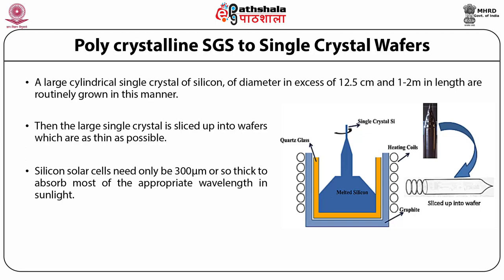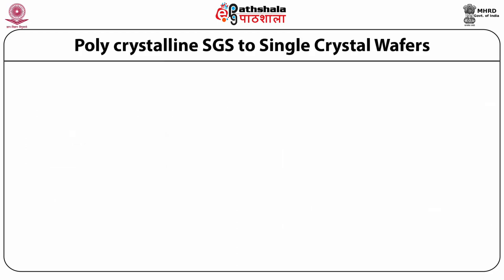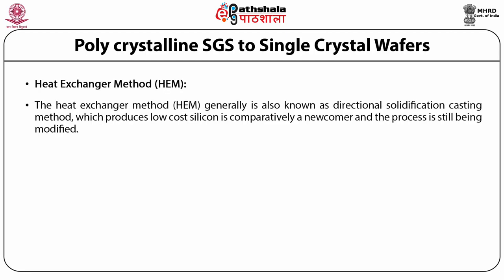This process of transforming the SGS into the single crystal silicon and then cutting it into the wafers is very difficult and serious work. Now let us discuss the other techniques of converting the SGS to single crystal wafers. First is the heat exchanger method, HEM. It is also known as the directional solidification casting method, which produces low cost silicon, and it is comparatively a newcomer process which needs to be modified.